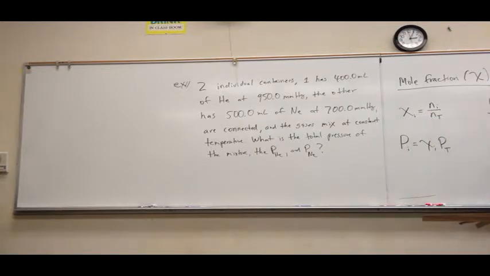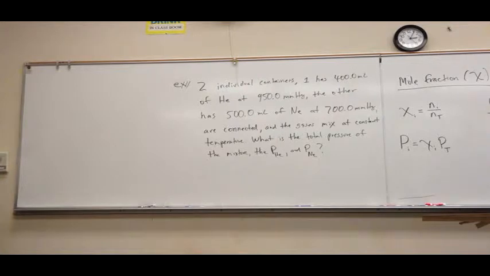Guys, okay, as you're writing that down, the picture is this. You have two containers of gas, separate, individual. In one of them there's some helium. It's 400 milliliters, and the pressure of helium inside there, just helium, is 950 millimeters of mercury. The other one's 500 milliliters. It has just neon in it, and the pressure of neon in there is 700 millimeters of mercury.